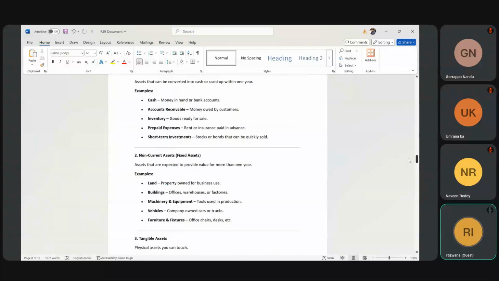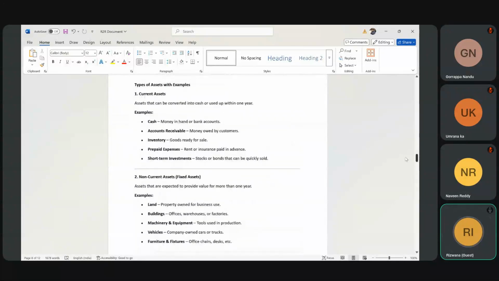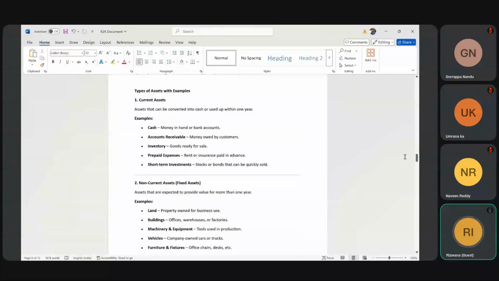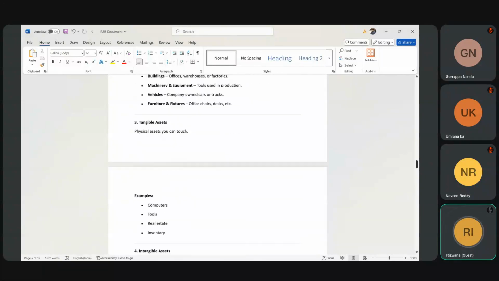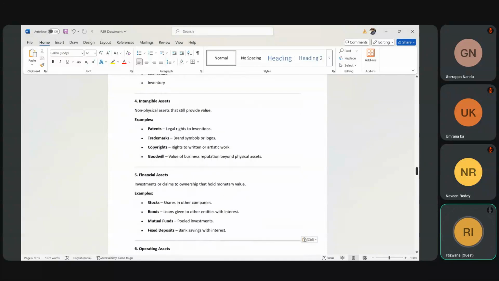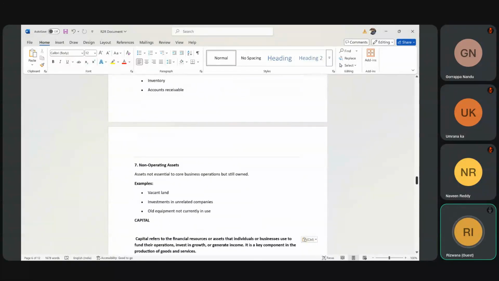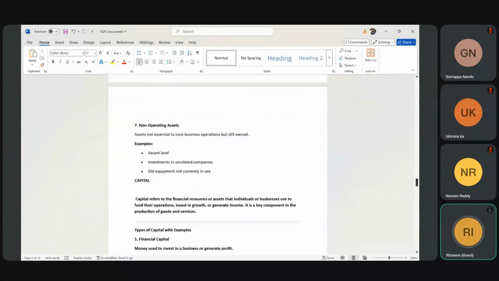So under assets, we have 7 types of assets with examples: current asset, non-current asset, tangible asset, intangible asset, financial assets, operating assets, and non-operating assets. Is that good to go?